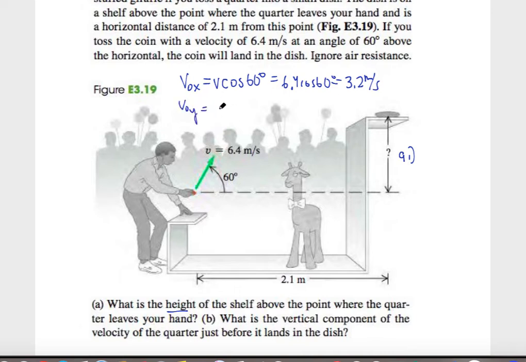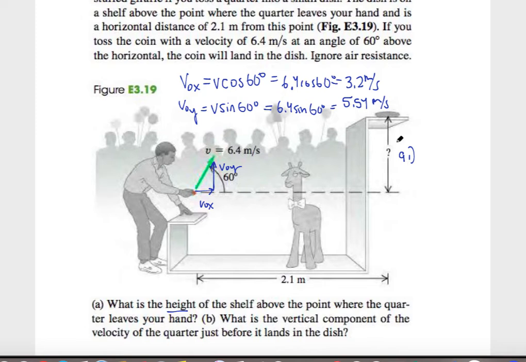In the y direction, same thing, but we're going to use the sine of 60 degrees. And the reason for that is, if you go and look at your image here, this would be v naught y, and this would be v naught x. So the sine involves the opposite side, the opposite component in this case. So it'd be 6.4 times the sine of 60 degrees, which is going to be 5.54 meters per second.